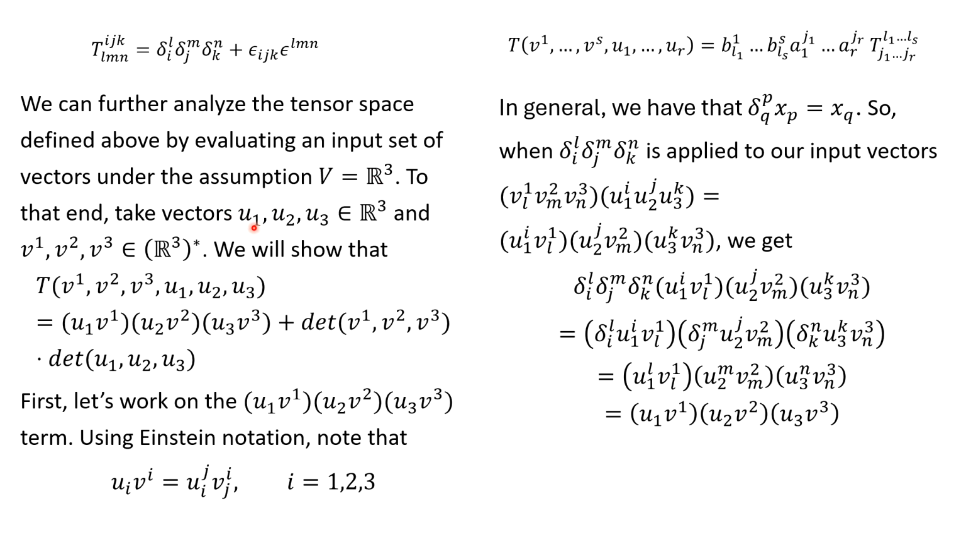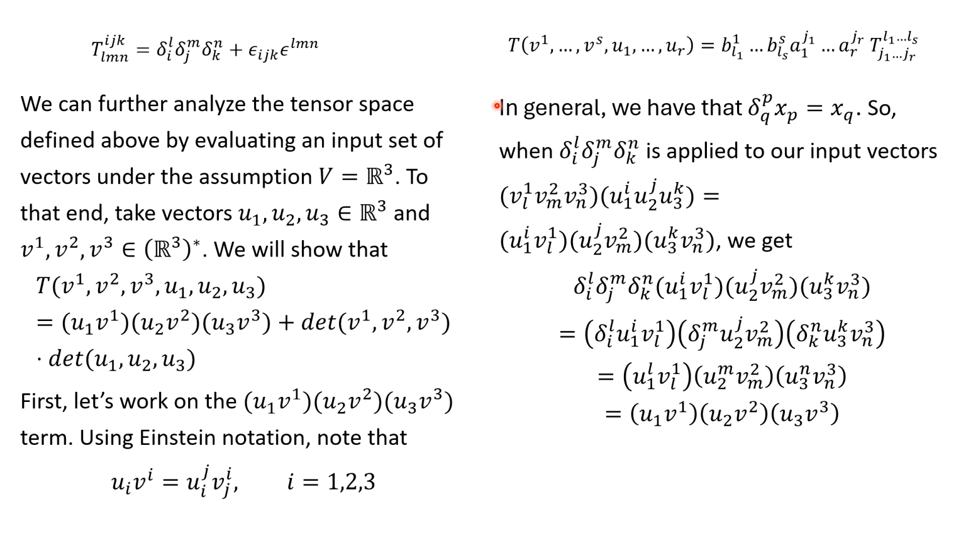And let's take 3 vectors from R3 and 3 vectors from the dual of R3. And then we want to apply our tensor to these arbitrary vectors. So we want to apply our tensor to these 6 vectors and prove that it equals this formula here, given this. And the way we prove that is we use this formula that we derived earlier.